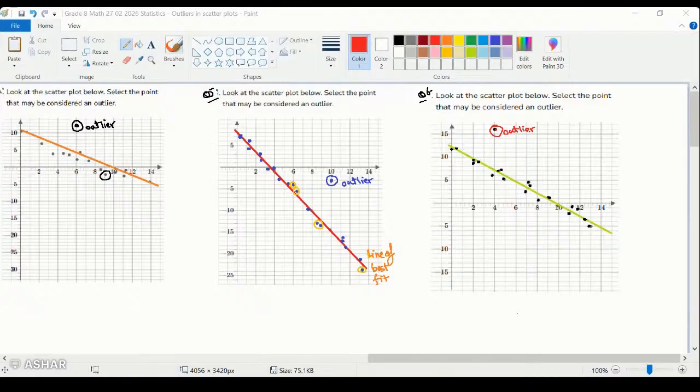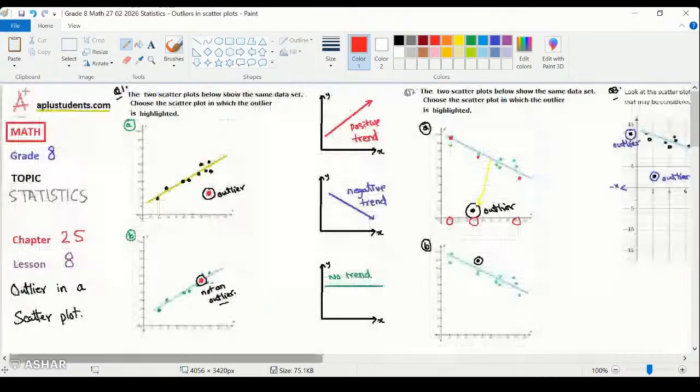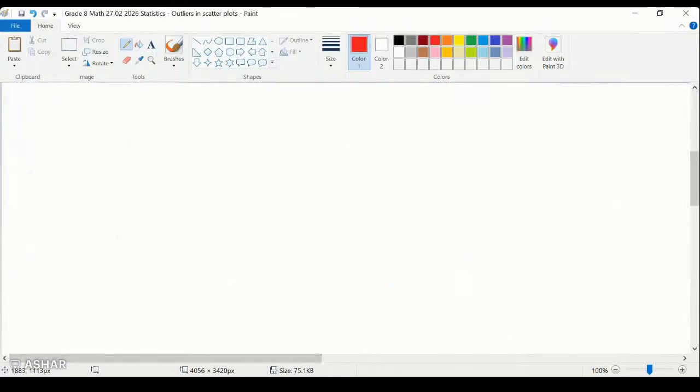Okay. For the next question, let's draw a line, just a moment. Okay. For the next question, it says, just a moment, please. I will change the diagram. Question number 7.